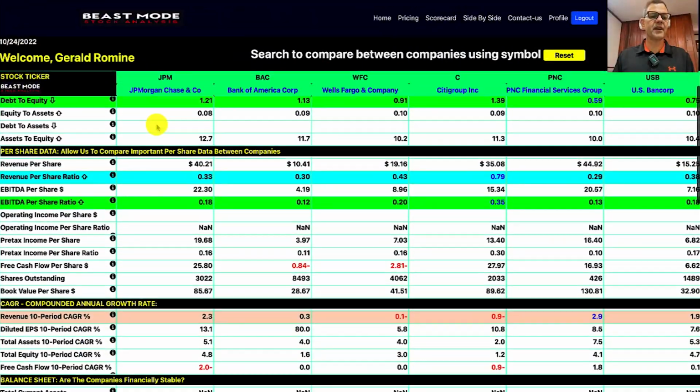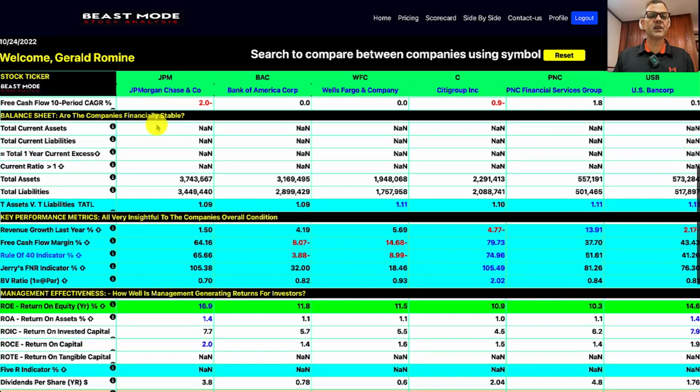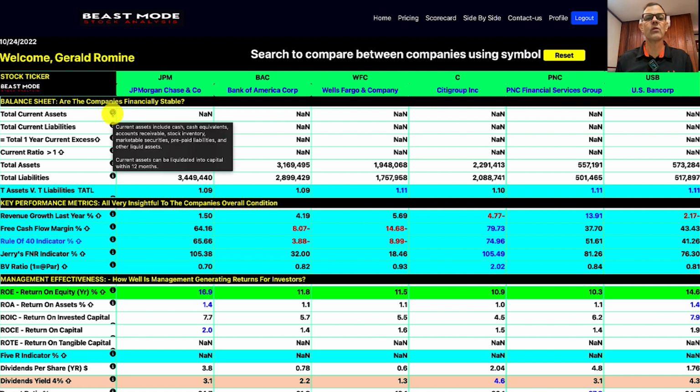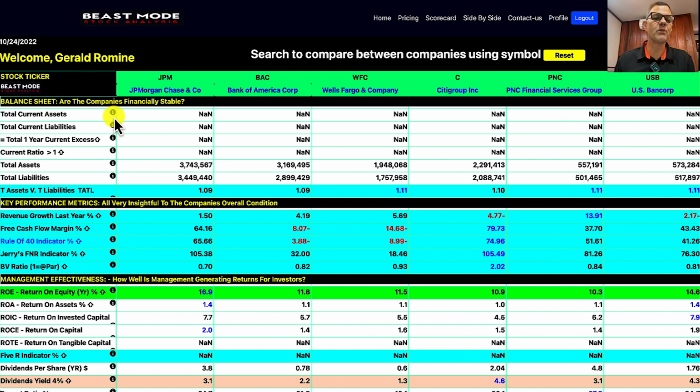Let's go ahead and scroll on down to our balance sheet, and this tells us whether or not the companies are financially stable. And if you need to know what anything means inside of the Beast Mode, you just hover over the little eye, a little pop-up comes up and tells you exactly what it's all about. So current assets include cash, cash equivalents, accounts receivable, stock inventory, marketable securities, prepaid liabilities, and other liquid assets. So inside of Beast Mode, we can actually teach you all of the different financials that we're looking at just by hovering over these eyes.